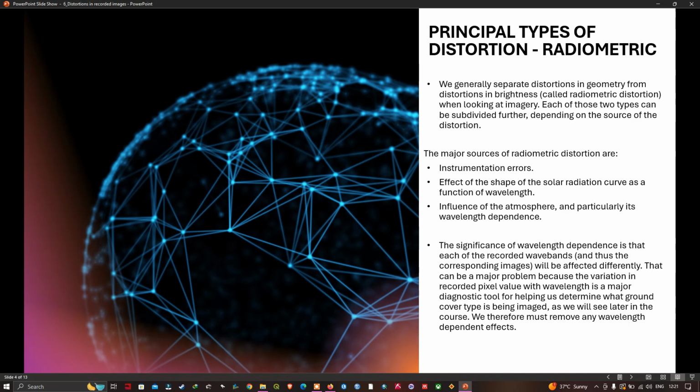Any radiometric characteristics that are wavelength dependent cause a relative brightness distortion among the bands. That is a critical concern because the band to band relative brightness differences are what allow us to understand the spectral reflectance characteristics of the Earth's surface types. Recall the difference between the spectral reflectance curves for vegetation, soil and water from our previous video. We don't want those relativities upset by radiometric distortions. So let's start by looking at the effect of instrumentation errors on brightness.